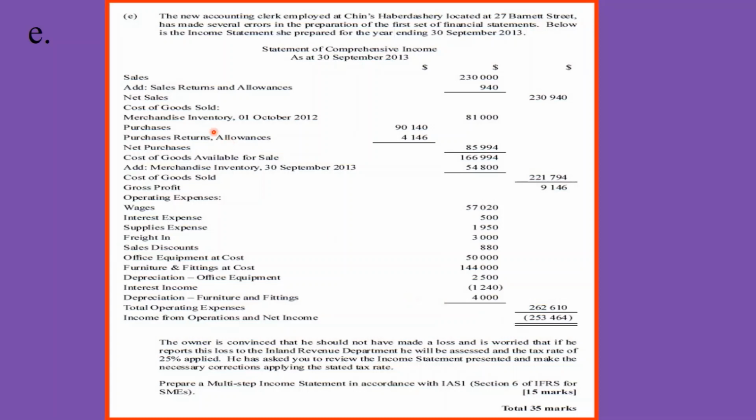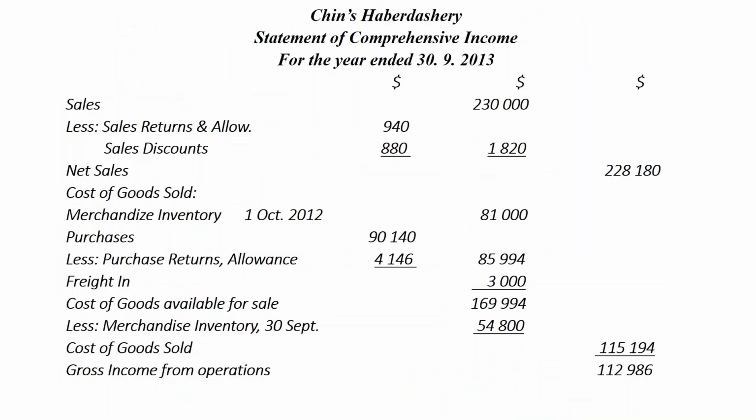Okay, so let's take a look at the corrected comprehensive income statement. Your corrected income statement. Statement of comprehensive income for the year ended 30th of September 2013, you need three columns. This is a multi-step. And what I've done is I have put in the errors in a separate line or space, didn't add them on, so you can see where the correction is.